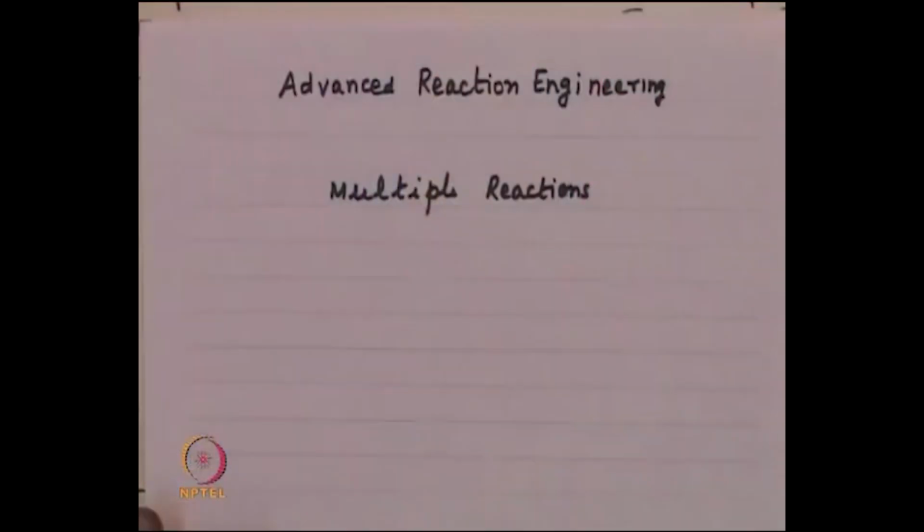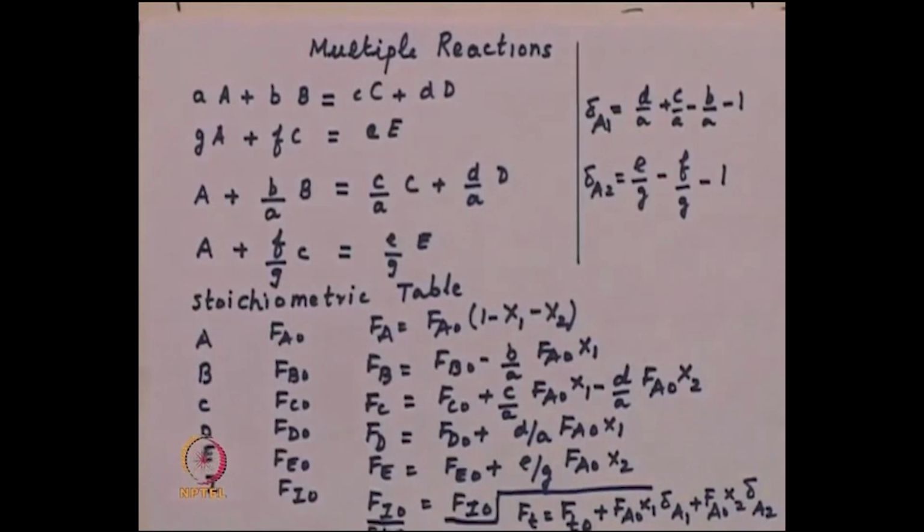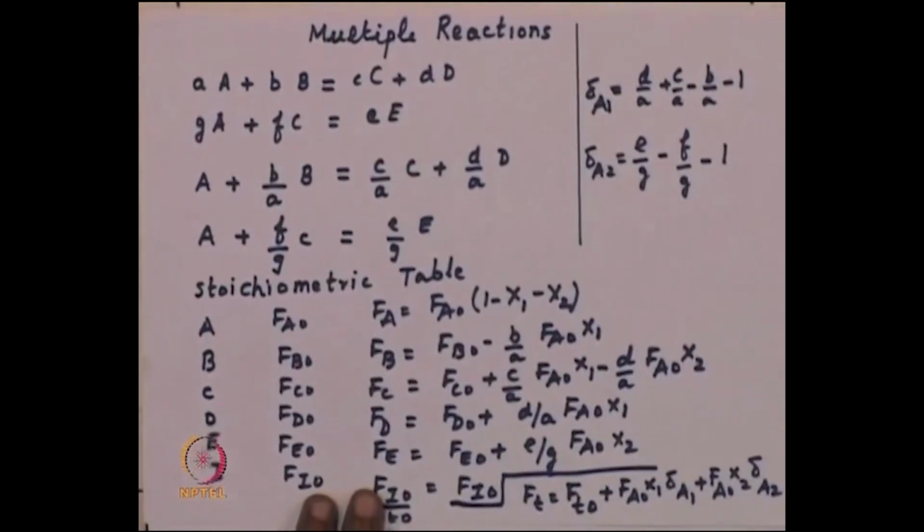So, now with this we will go on to our next topic, which is multiple reactions. Now, we have been writing our stoichiometry for single reactions. I just take an example where there are two reactions. We want to write our stoichiometry for the case of two reactions taking place.